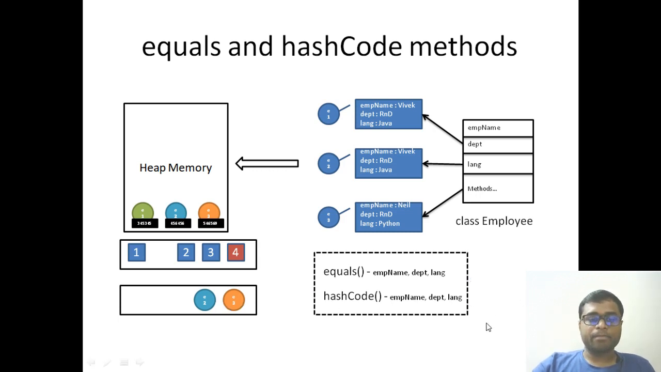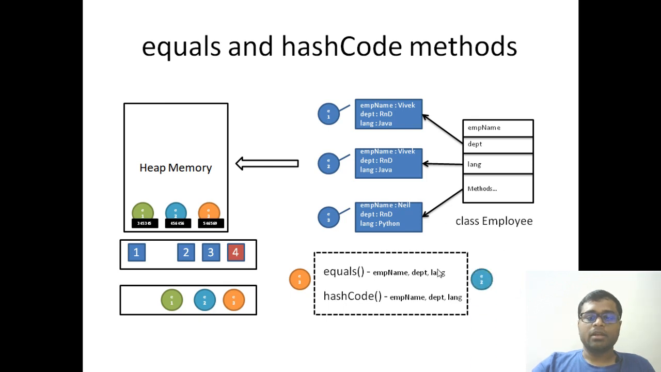Now let's say we have received another object, which is E1. E1 has employee name as Vivek, department as R&D, and language is Java, which is already present. So E1 will be compared against E3. As we can see, E1 and E3 have different values. So the equals method is going to give you false, and the hashCode method is also going to give you two different hash values. So these two objects will be considered different.